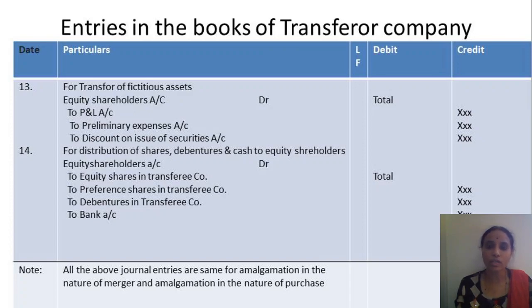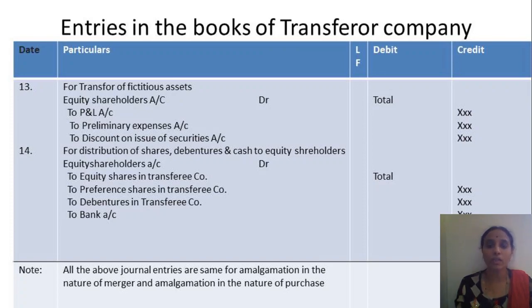So fictitious assets such as preliminary expenses, discount on issue of securities, etc. So you transfer the fictitious asset. The entry is equity share account debtor to P&L account, to preliminary expenses account, to discount on issue of securities account. So this is the 13th entry. Then 14th is for distribution of shares, debentures and cash to the equity shareholders.